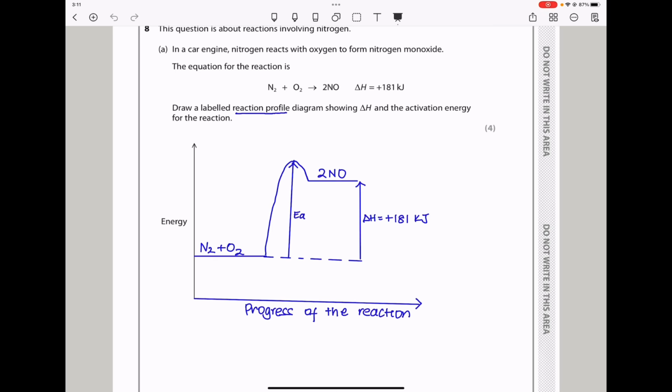We have to put 2 energy levels, one for the reactants, which are these 2, and the other for the products, which are those. And then we need to put an activation energy hump connecting to the product side. Because this is an endothermic reaction, the products are higher in energy than the reactants, so we see delta H is positioned as positive 181 kilojoules per mole. And then this is going to be the activation energy.